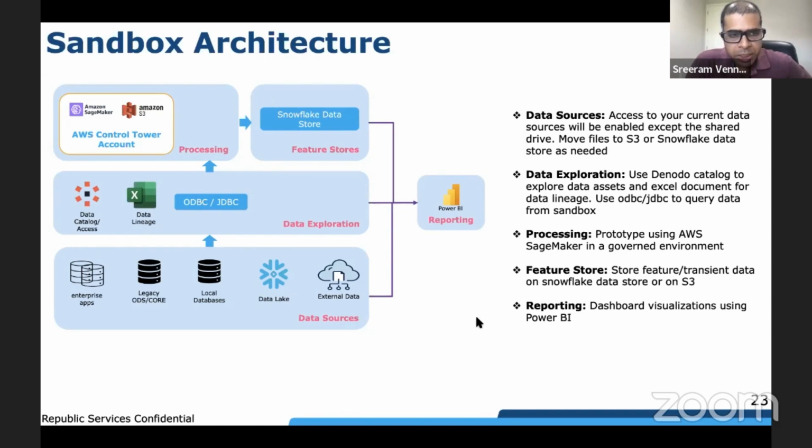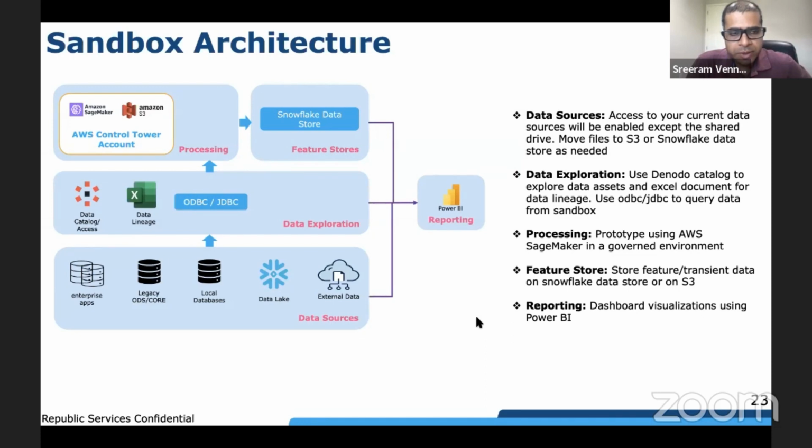We first need the ability to expose all production data for consumers of self-service. And the way we do that is we cataloged all the data assets within the organization and provide access to the data assets and data catalog through Denodo virtualization. Users also need ability to interact with the data directly through ODBC, JDBC in a governed approach.